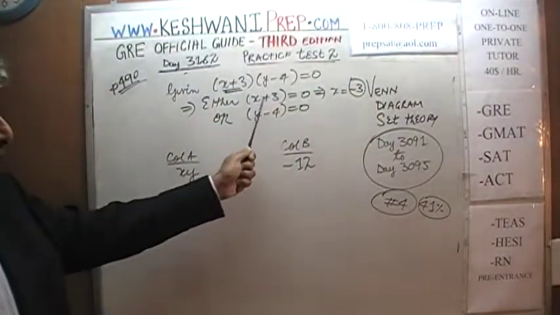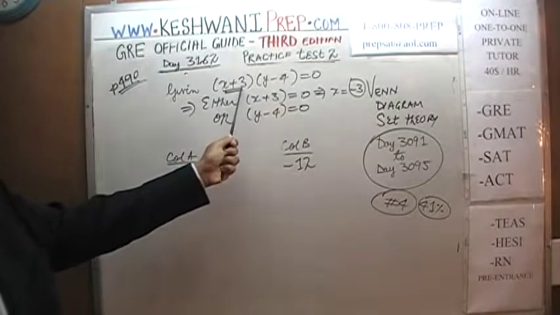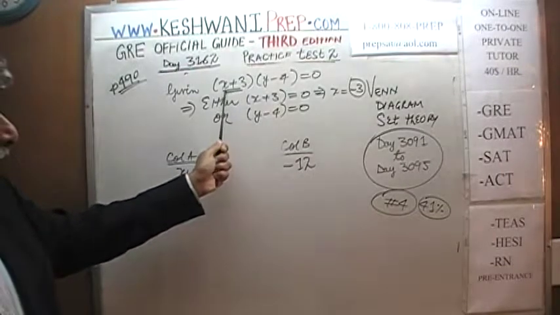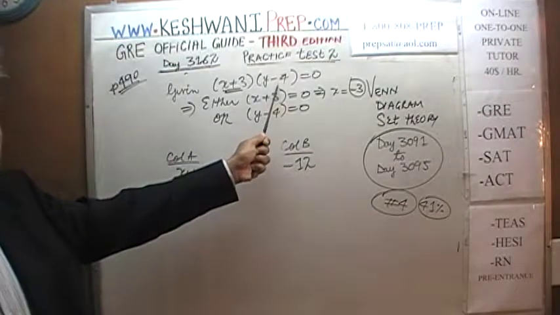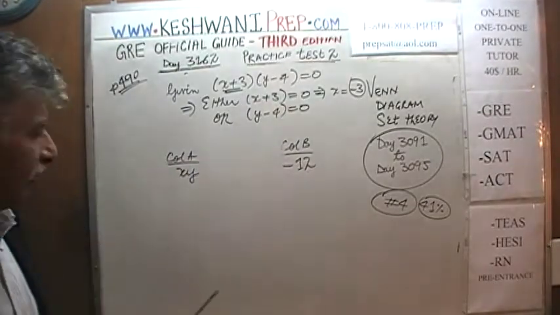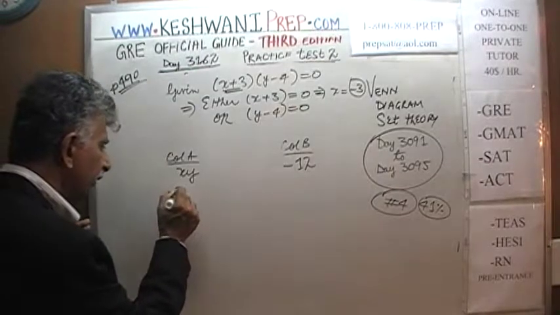You see? If x is negative 3, it doesn't matter. If x is negative 3, then negative 3 plus 3 is 0. In that case, it doesn't matter what this quantity is. 0 times anything is 0. So that's one possibility, that x is equal to negative 3.